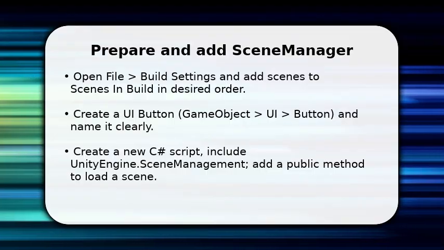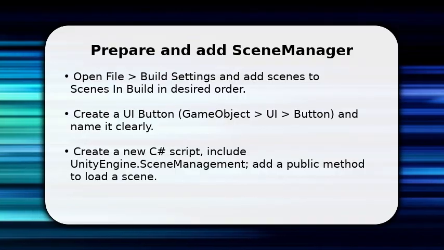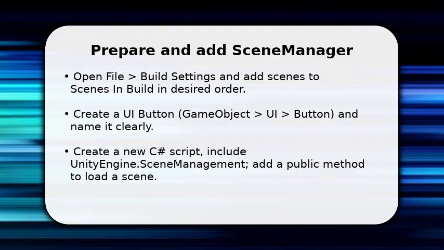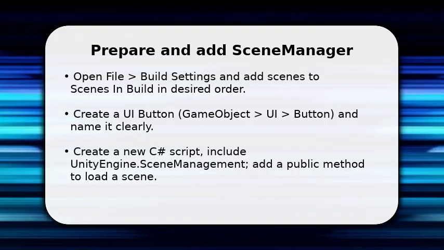You start by ensuring scenes are in build settings so Unity can load them. This is crucial. Once done, add a UI button to the canvas and create a C# script. In that script, include UnityEngine.SceneManagement at the top, then write a public method that calls SceneManager.LoadScene(sceneName) or LoadScene(sceneIndex). Do this now so you have the callable method ready. You'll wire it to the button in the next step.